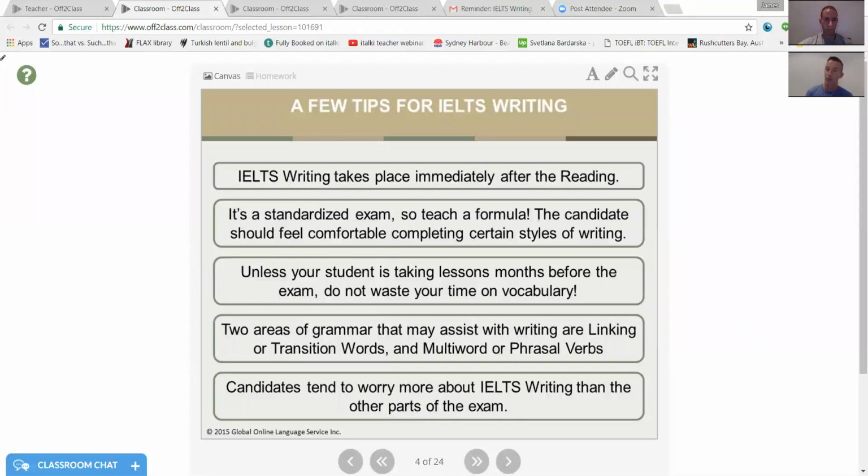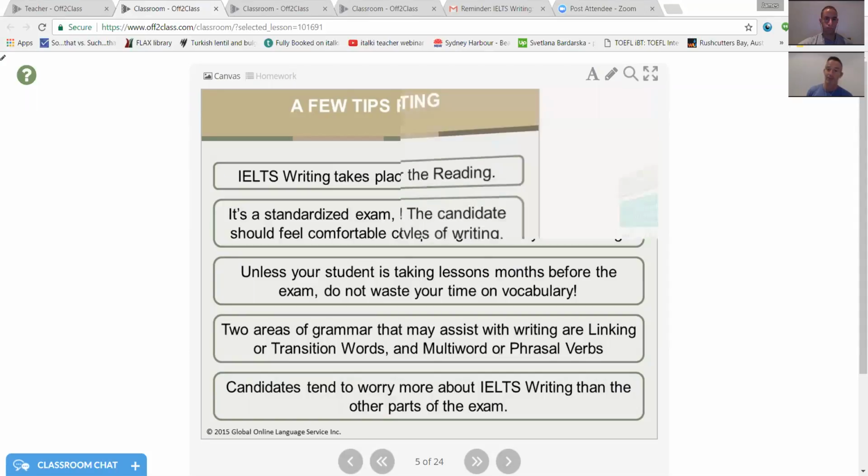IELTS.org releases a lot of statistics, and it does appear at first glance that writing is the lowest scoring category for almost every category of student candidate, from whatever their L1 is or their country of origin. Writing appears to be the lowest, and therefore I think that creates a little bit of the stress.